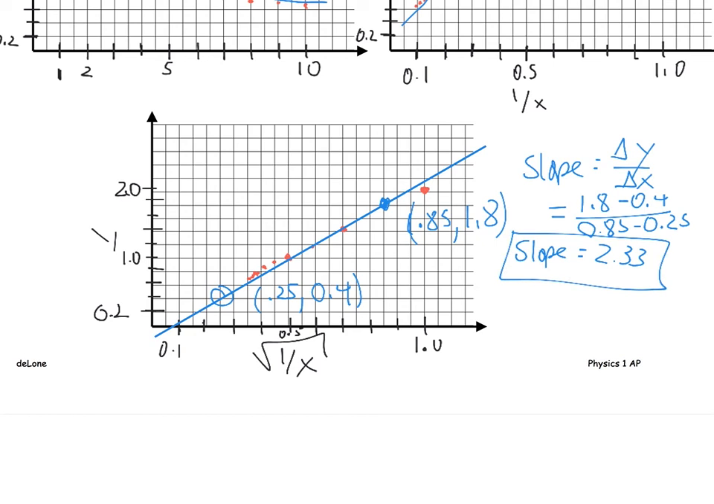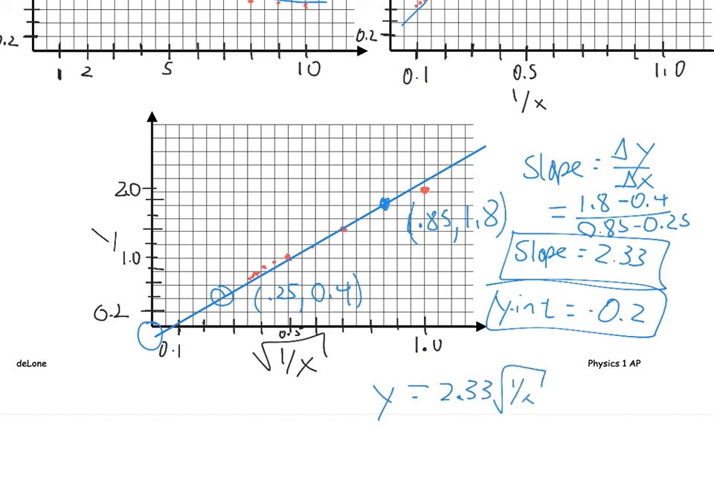And for my y-intercept, I'm seeing a y-intercept that's actually a little bit below the axis. So I'm getting a y-intercept of negative 0.2 based on my graph. I see that these are slightly different than the actual answers given, and once again, that's just due to error, and that's going to be okay. Lastly, we could write the function here for this, so that function would be y equals 2.33 times the square root of 1 over x minus 0.2. And obviously if we were doing this in Excel, which is what we'd normally be doing, we're going to get a much more precise answer.